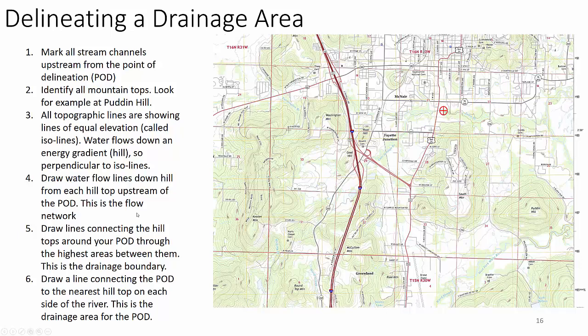So you draw the flow lines of your point. You have to have this point of delineation. We also call this a pour point for your watershed. This is the pour point. You have to draw the lines connecting the hilltops around your pour point or point of delineation through the highest areas.